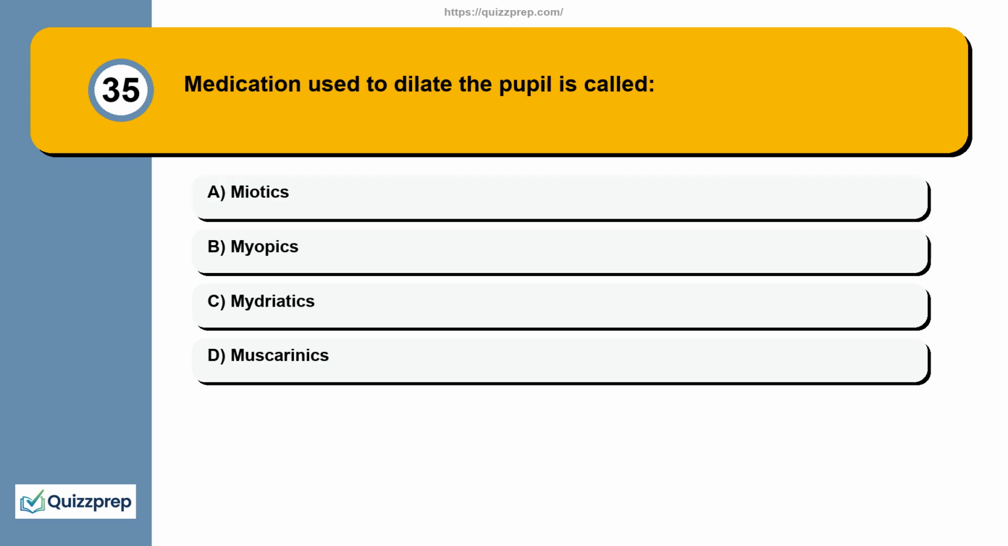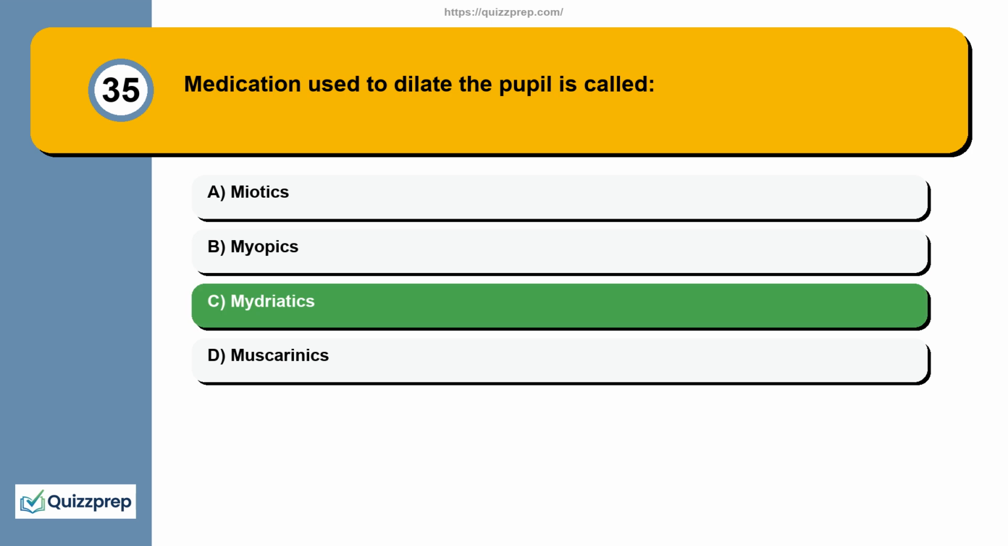Question 35. Medication used to dilate the pupil is called: Option A, miotics. Option B, myopics. Option C, mydriatics. Option D, muscarinics. The correct answer is option C, mydriatics.